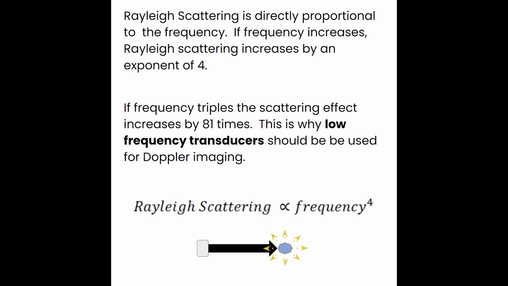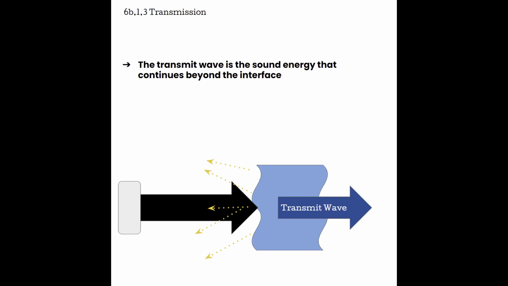This is why we want to use low frequency transducers for Doppler imaging. The echoes from the scatter are already weak. They're even weaker from Rayleigh scattering. We don't want to compromise by using too high of a frequency and not getting good enough signal back from those red blood cells.